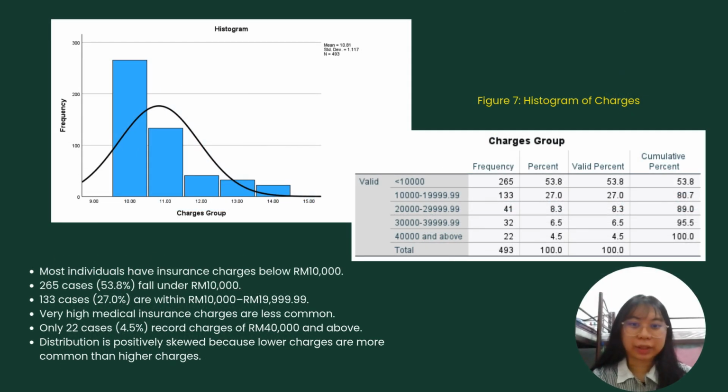Lastly, figure 7 shows the histogram of medical insurance charges. Most individuals have medical insurance charges below 10,000 ringgit, while only a small percentage have very high medical insurance charges above 40,000 ringgit. The distribution is positively skewed because lower charges are more common than higher charges. That's all for the graphical representation section.